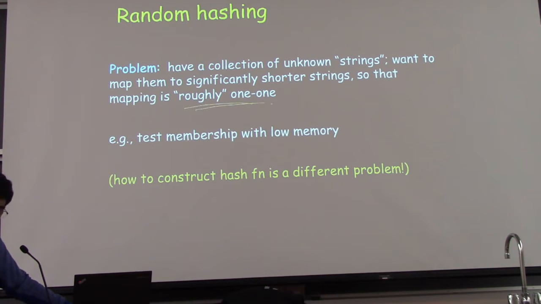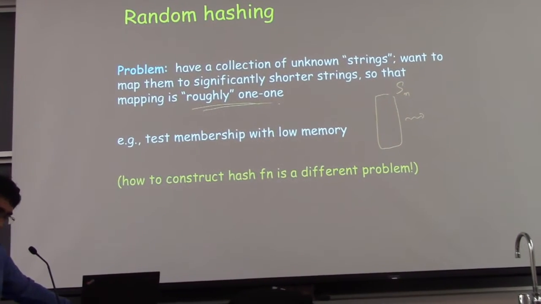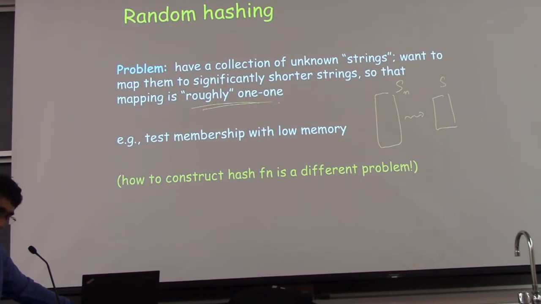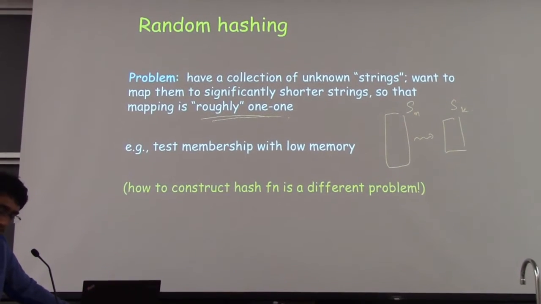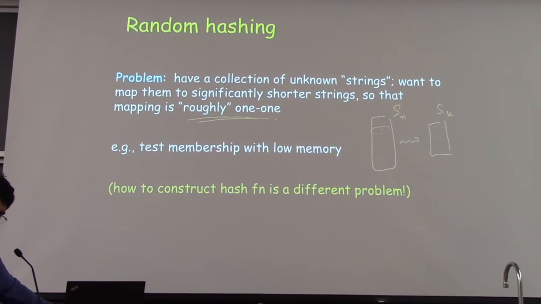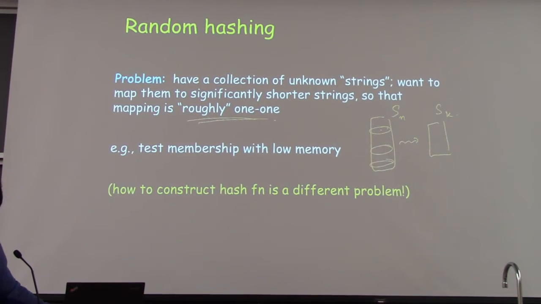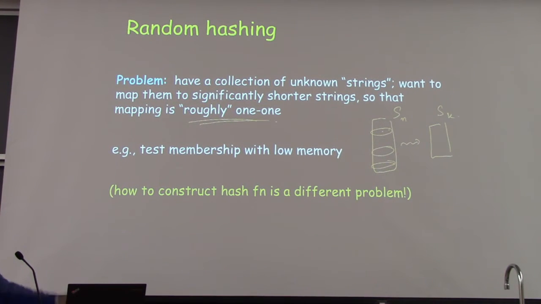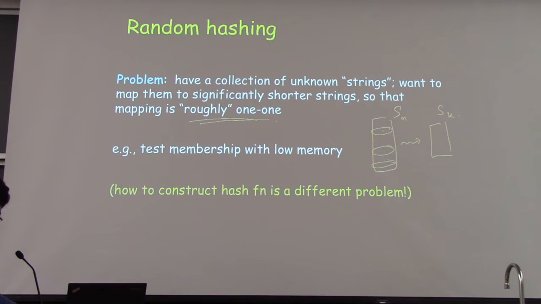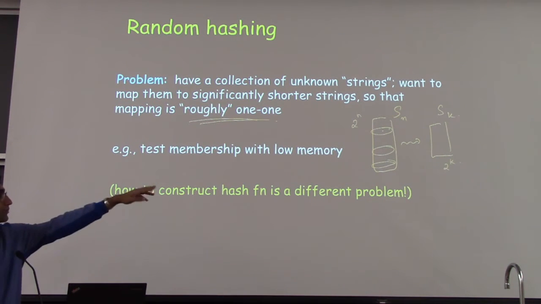So you have strings S of length n, and you want to map them into strings of length k, and you want a roughly 1-to-1 map. You might say, how is this possible? Because you have 2 to the n strings on the left, and you have only 2 to the k strings on the right. We're thinking of k as much smaller than n.